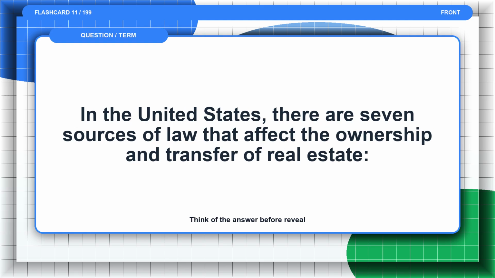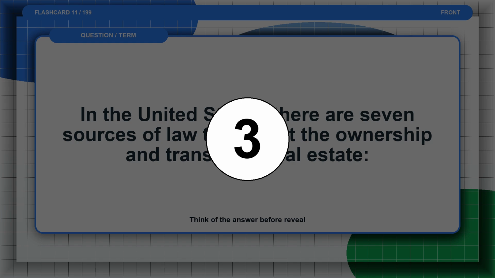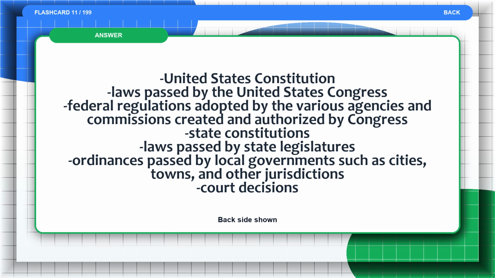Flashcard 11. In the United States, there are 7 sources of law that affect the ownership and transfer of real estate. Pause and think of the answer before the reveal. The answer is the United States Constitution, laws passed by the United States Congress, federal regulations adopted by the various agencies and commissions created and authorized by Congress, state constitutions, laws passed by state legislatures, ordinances passed by local governments such as cities, towns, and other jurisdictions, and court decisions.